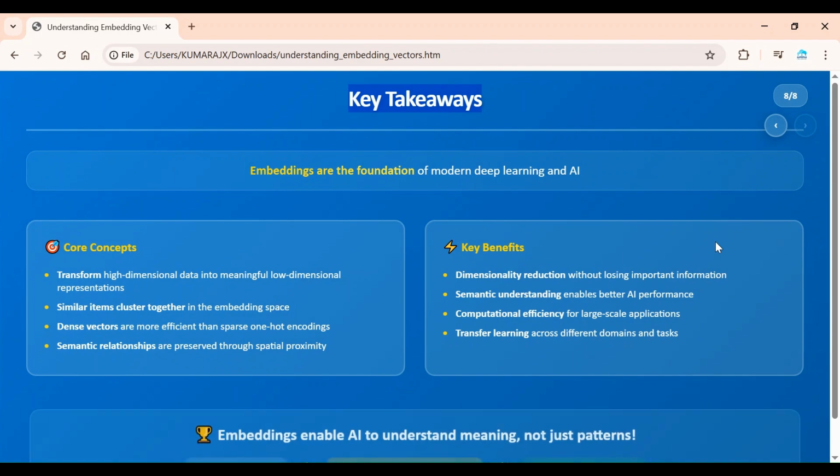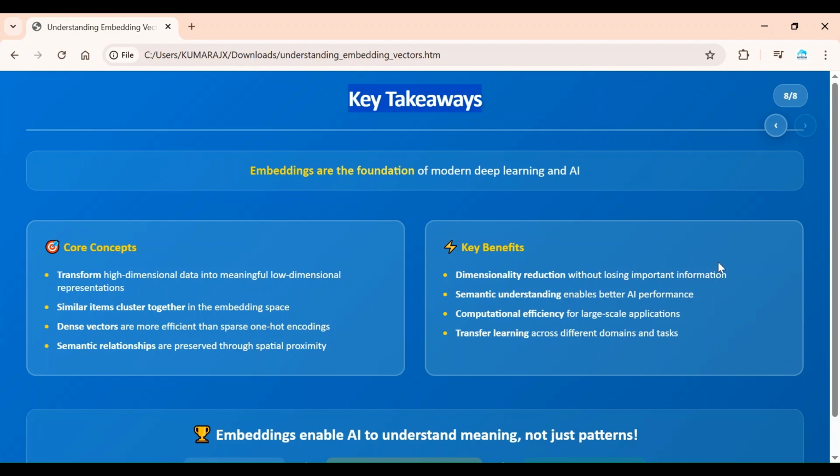So, finally, let's wrap this up with the key takeaways. Embeddings are the foundation of modern AI, or Gen AI, because they solve a fundamental problem: how do we represent real-world data in a way that computers can understand and process efficiently? So the core concepts are: embeddings transform high-dimensional data into low-dimensional representations. Similar items are clustered together in the embedding space. Dense vectors are more efficient than sparse one-hot encodings, and finally, semantic relationships are preserved.